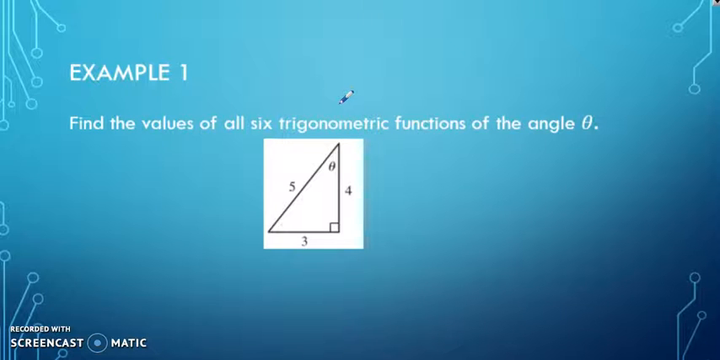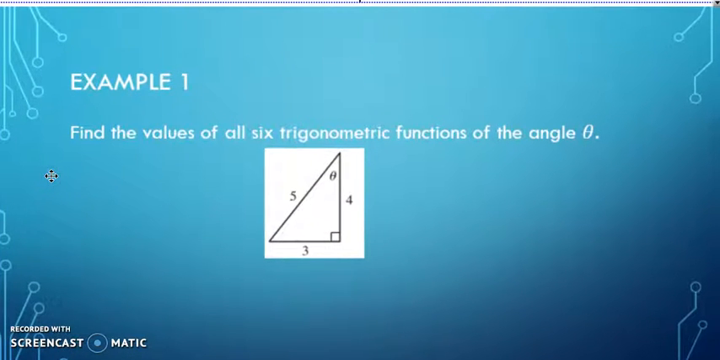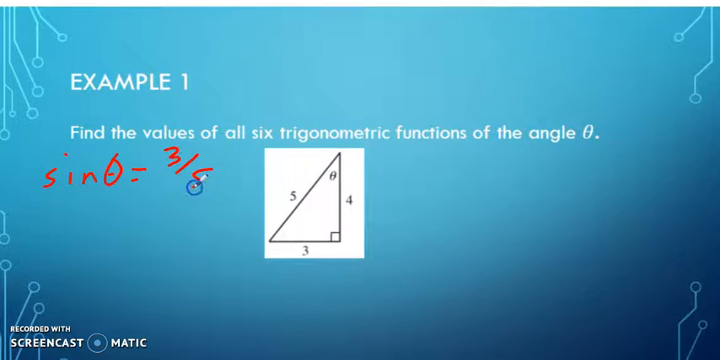So the first one we're going to do here is going to be sine of theta. And from our angle, that's the opposite side, so 3, divided by the hypotenuse, 5. Well, I just write the fraction 3/5. There's no simplifying or anything for me to do there.